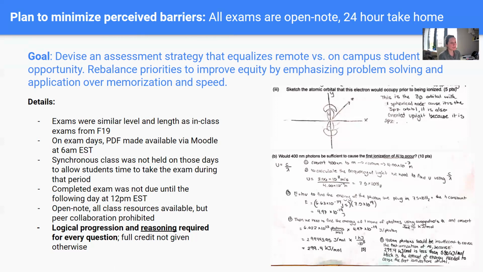And the completed exam was not due until the following day at noon. So they got actually a little bit over 24 hours, but with time zones and things like that, it kind of worked out. And this was open-note, all class resources available, videos, lectures, etc. But I prohibited peer collaboration because I really wanted them to go and find that information for themselves and write out their logical progression. And I required that logical progression and that reasoning for every single question. And I told them full credit would not be given otherwise.